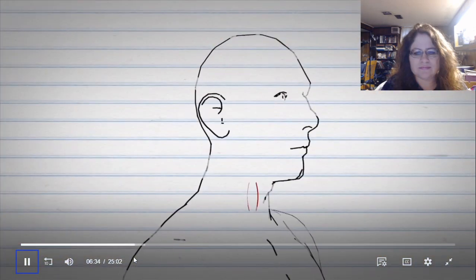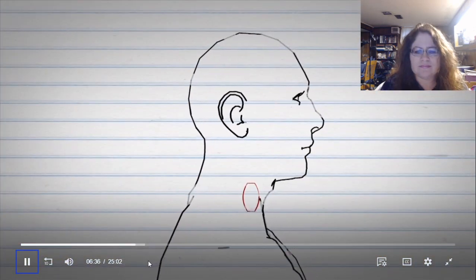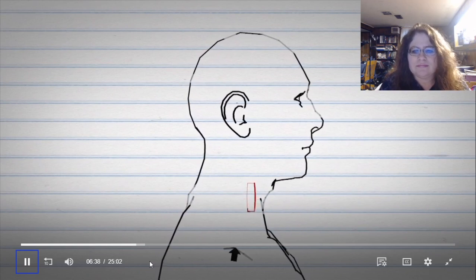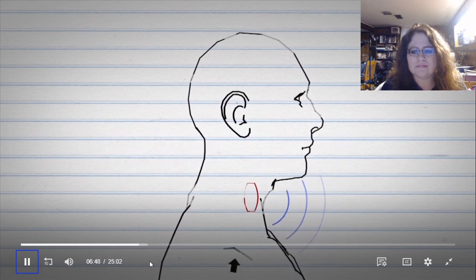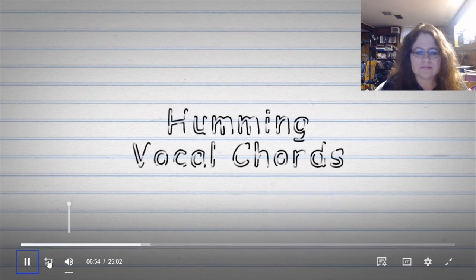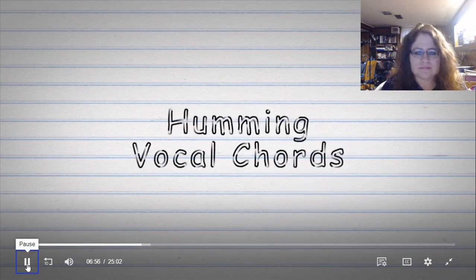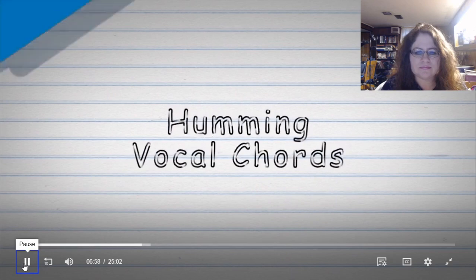When we speak, our vocal folds in our throats use exhaling air to make them vibrate. They wiggle very fast, from 100 to 1,000 times every second, which we can hear as sound. Place your hand gently on your throat and hum. Can you feel the vibration? Remember, vibrations make sound.